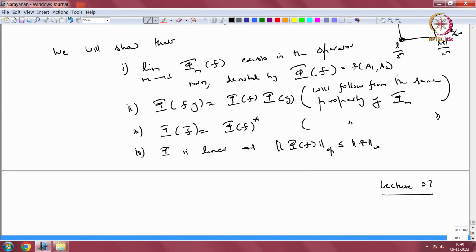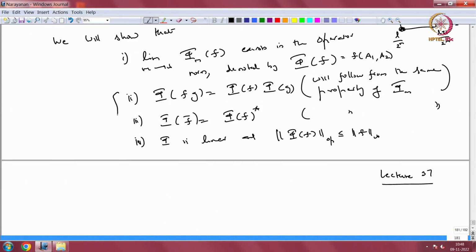Once we prove the limit exists, these properties follow exactly as in the case of a single operator, because the phi_m's have the same property. Phi_m is multiplicative. I will justify all that: phi of f bar is the star of phi f, phi is linear, and the operator norm is less than or equal to the L infinity norm of f. Okay, so let us start.